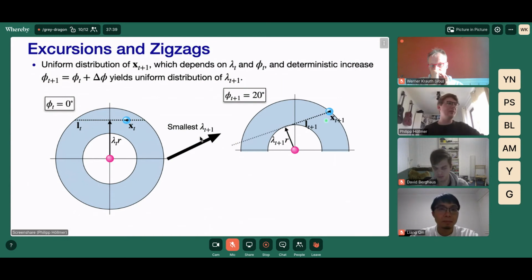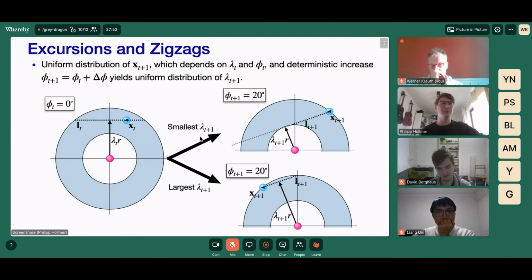Assume that we sampled the very right edge on this line L_t, so this is here, and then we rotate. Then you see that we get the smallest possible value of lambda_{t+1}, so it's very close to the origin. Likewise, if we had sampled the position on the left edge, we get the largest possible value of lambda_{t+1}. And any value between the smallest and the largest value of lambda_{t+1} corresponds uniquely to some position on this line here. Because this position has a flat distribution, of course, this lambda_{t+1} will also have a flat distribution.